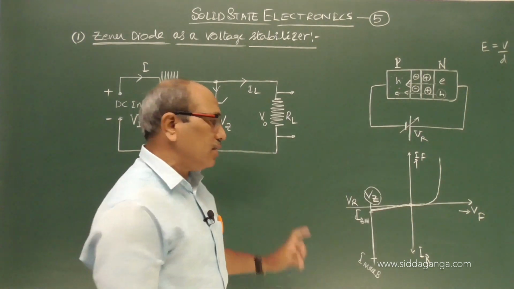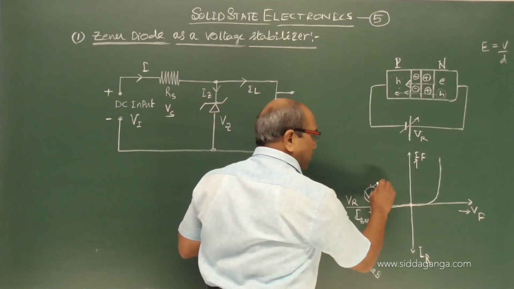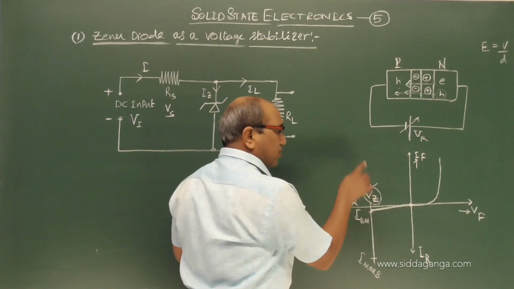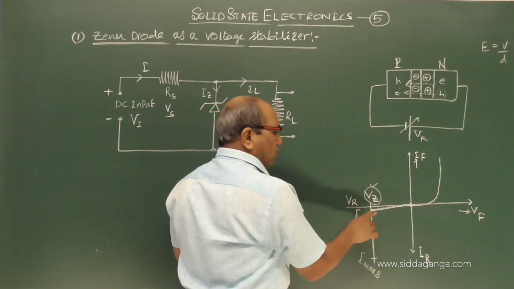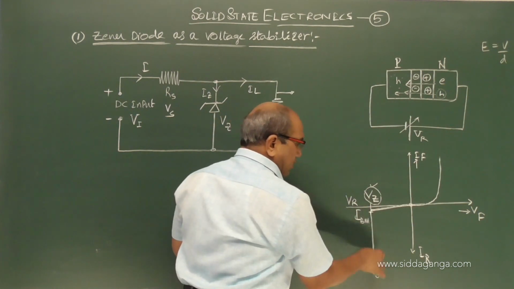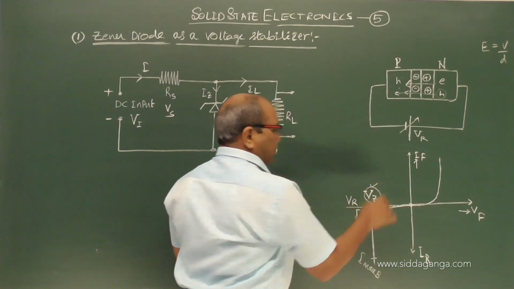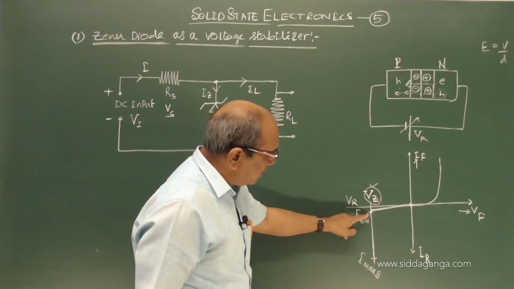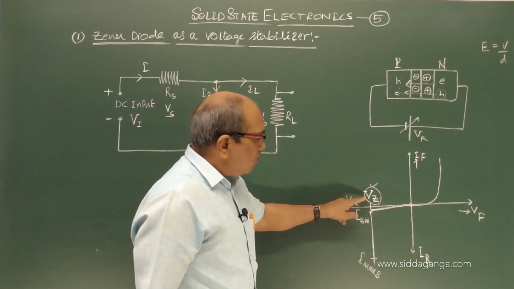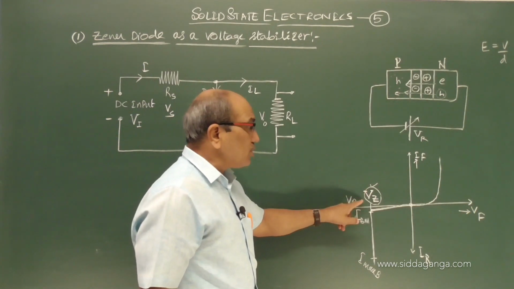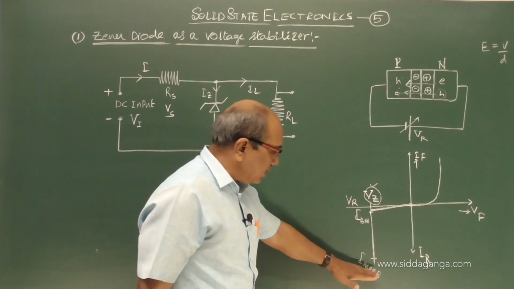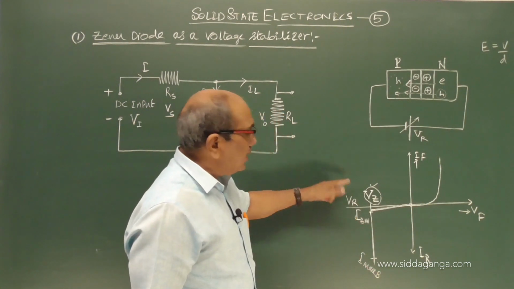out of order. That means at a given reverse bias voltage, a particular voltage, the Zener diode conducts heavily. For any current, the voltage is constant. When we pass any current between I minimum and I maximum, the voltage remains the same. At a constant voltage, we can pass any current between this range, not higher than this value, not less than this value.